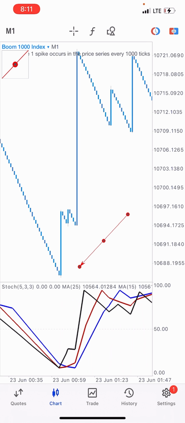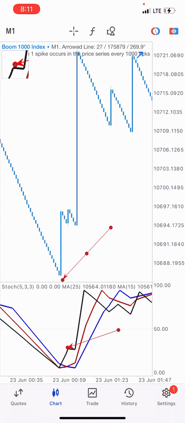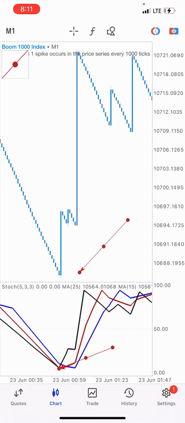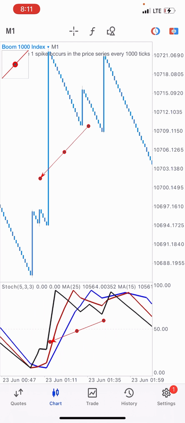Let's look at this example here. Like I said, you want to see the indicators gathered at this point. You wait for a spike to come, with this black line pointing to the upside in line with this spike, and you wait for the red and blue line to just cross the black line, and you wait for spikes.